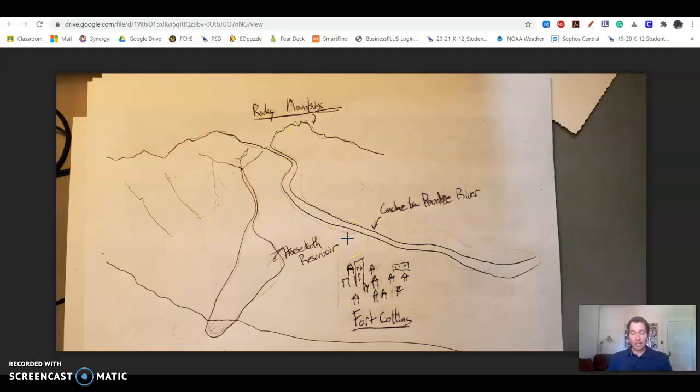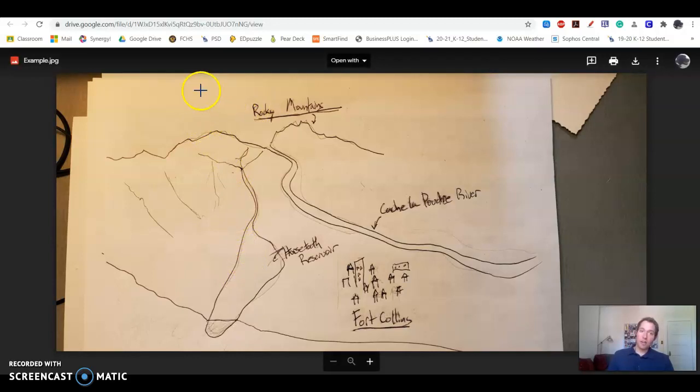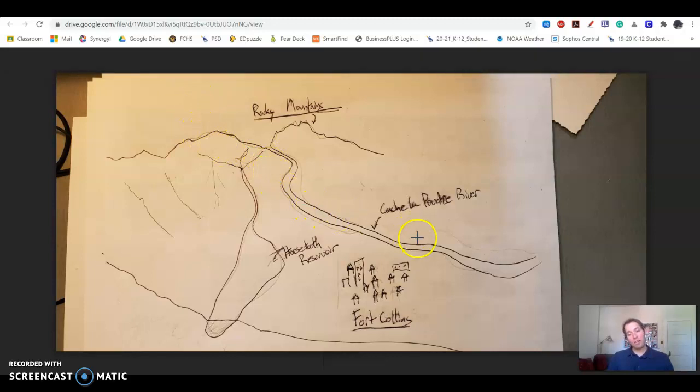Again, on the back side, you'll have to write out how water would move through it. Example, maybe I'm a water molecule in Horsetooth Reservoir. When the temperature gets warm enough, I evaporate. I go into the atmosphere and form clouds. Out of those clouds, I then fall as precipitation in the mountains, which then runs down through the Cache la Poudre River and eventually makes its way to the ocean. And that's enough, right? I'm looking for you to think about how water cycles through our watershed.